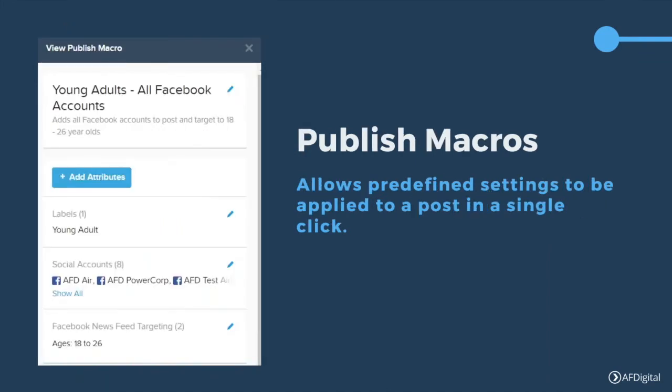Another feature that improves productivity for your social media marketers in Publish is what we call publish macros. Publish macros allow you to apply predefined settings such as the publish labels, the social accounts that will be used by that post, and the different targeting or gating that will be used by that post. All of it will be applied in a single click. So this saves precious minutes that always add up when you're measuring the user's productivity. It allows them to save time when creating a single post.